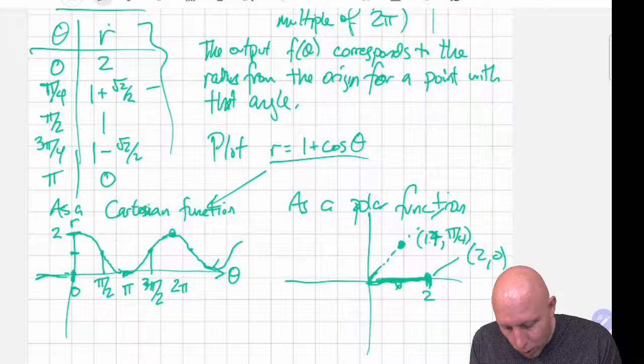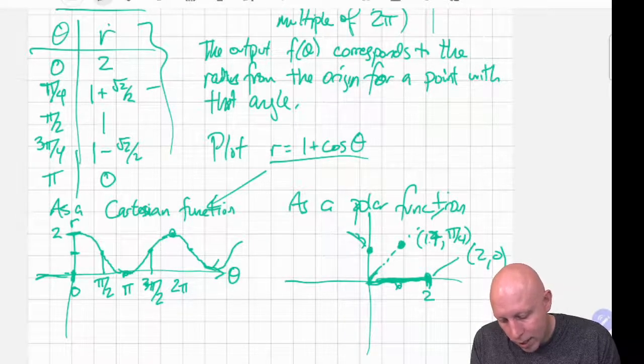Let me put in one more point and then I'll talk about it. This point right here is at angle pi over 2 and the distance is 1.